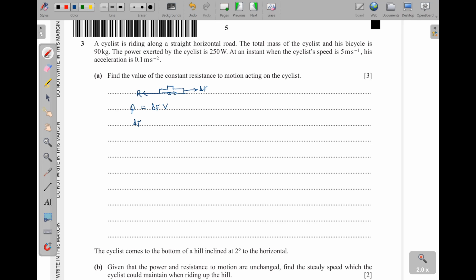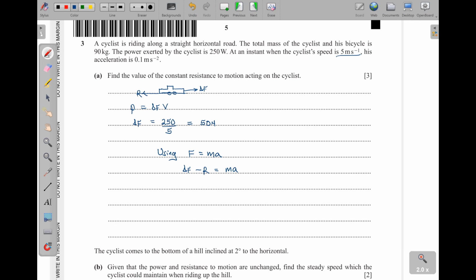That means our driving force is going to be equal to power, which is 250, divided by the speed, which is 5. They gave us the speed here. So this one is giving us 50 newtons. So the driving force is that. Now using F is equal to MA. So our driving force here is the net force that takes the particle forward. You get the driving force minus the resistance force, then is equal to the MA.